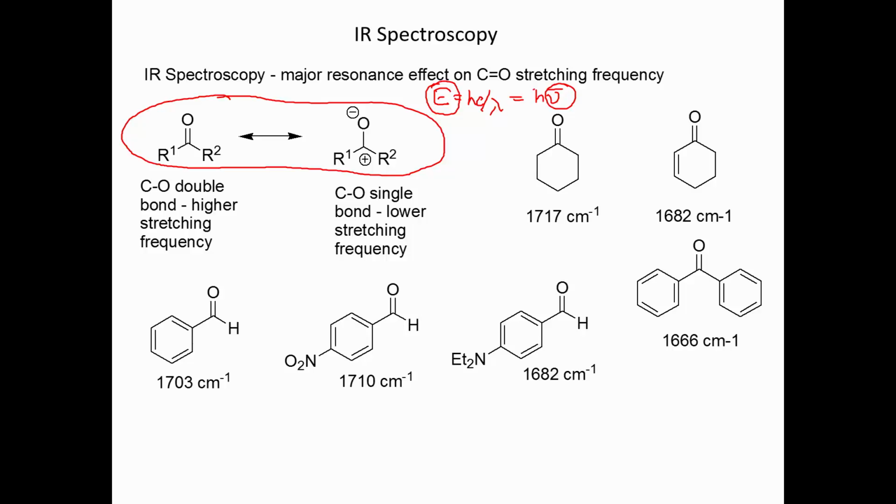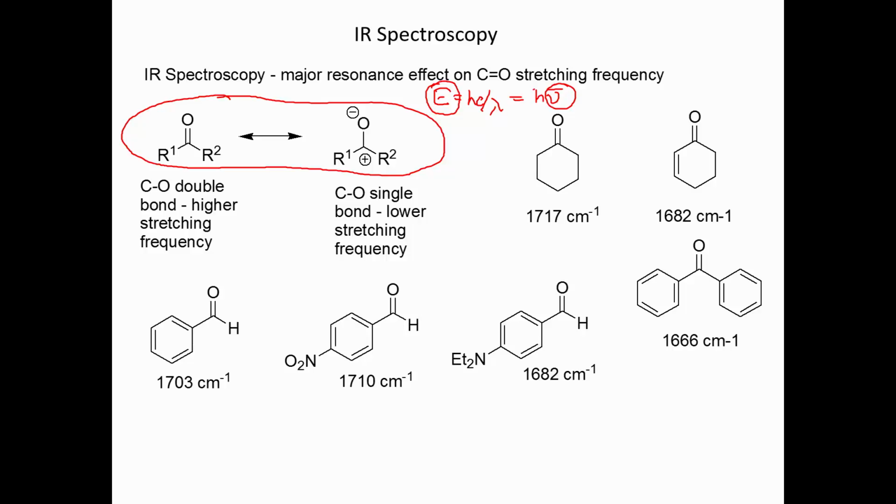So when you consider these two resonance structures, the one on the left is a double bond. It's going to be stronger and it's going to be harder to stretch. The one on the right is a single bond, and it's going to be a little bit easier to stretch because it's a single bond instead of a double bond. Okay? So if we destabilize the resonance structure on the right, the C double bond O becomes stronger and harder to stretch, and it stretches at a higher frequency.